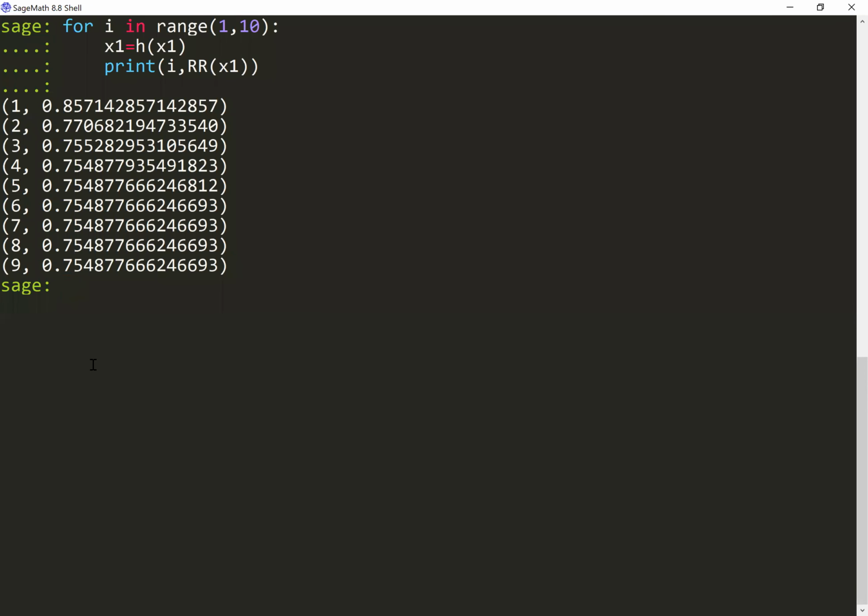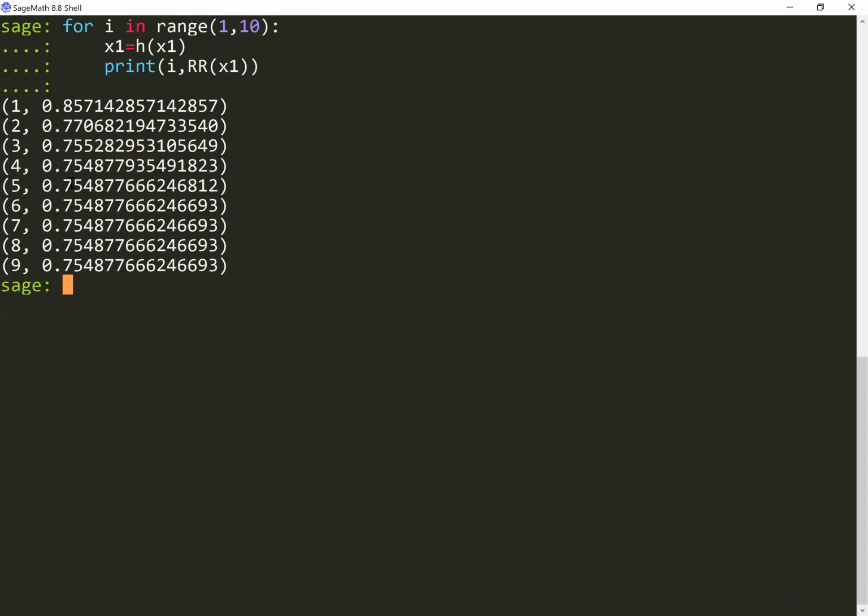And then the second line gives us x3. Second line, use Newton's method. Then you check. You see from this, from 4 to 5, you see many digits actually stabilize.